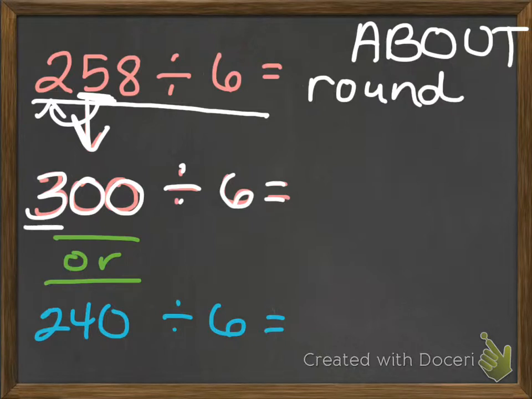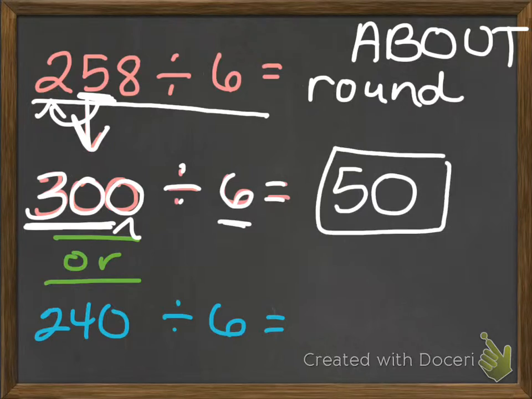So I'm going to start with 3 divided by 6. Well, I can't really divide 3 by 6, so let's put a 0 on there. 30 divided by 6. Oh, I know 30 divided by 6 is 5. 5 times 6 is 30. And then I annex the 0 and tack that on. So 300 divided by 6 equals 50. So there's going to be about 50 shells in each box.